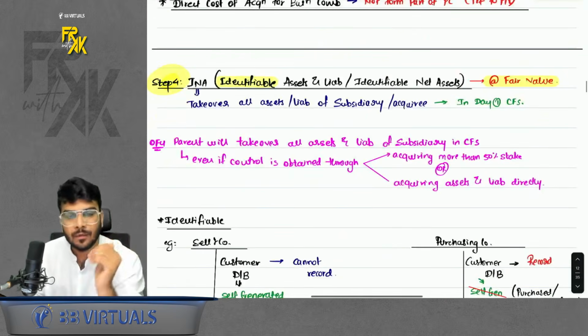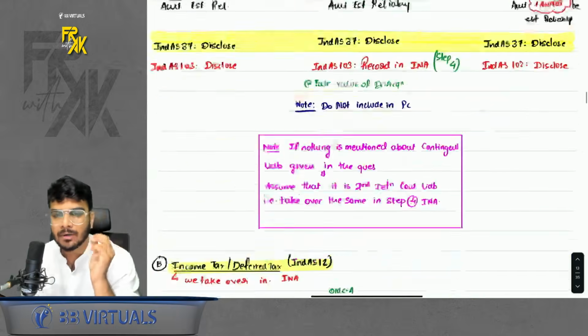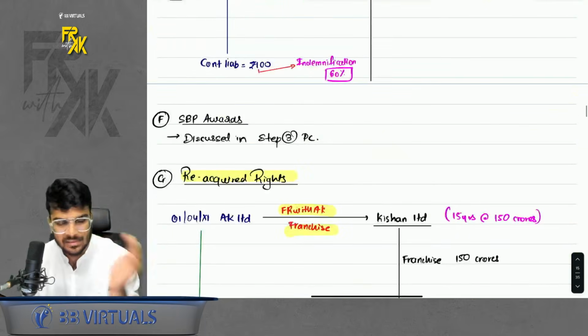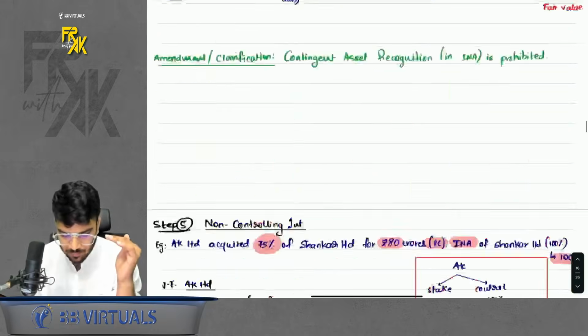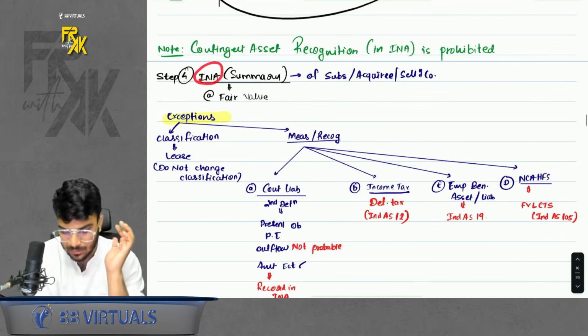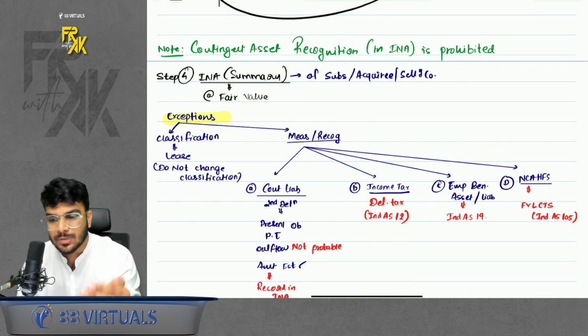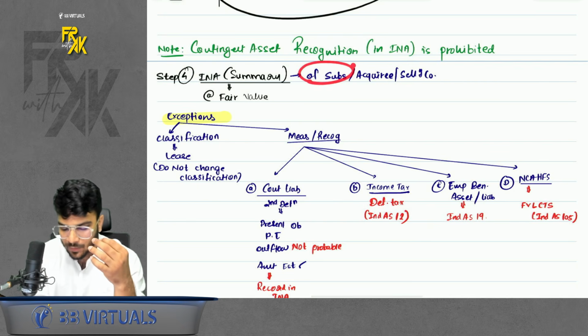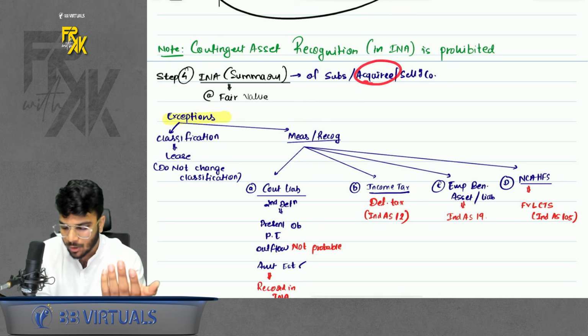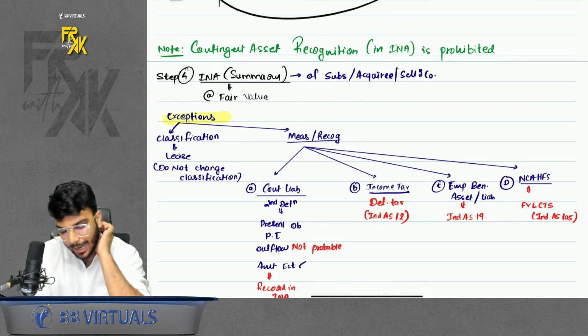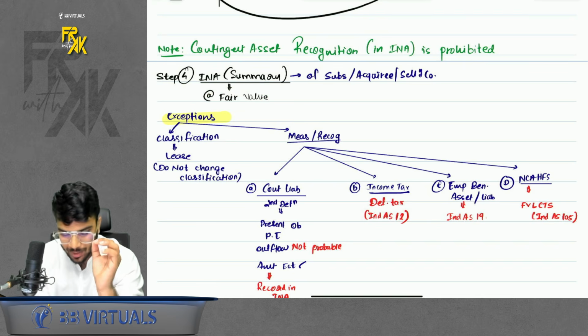But at what value will I record? So remember, I gave you a awesome summary for this. We discussed in detail everything, but now we will just refer the summary part. Okay, just remember here. Step 4, INA. Whose INA we will take over? We will take over the INA of subsidiary, or you can call it acquiree, or you can call it selling company. Okay, at what value will I take over? I will take over at fair value.